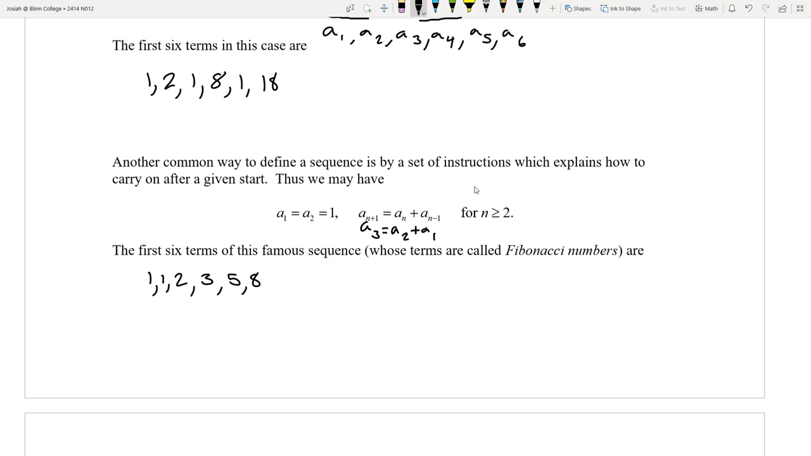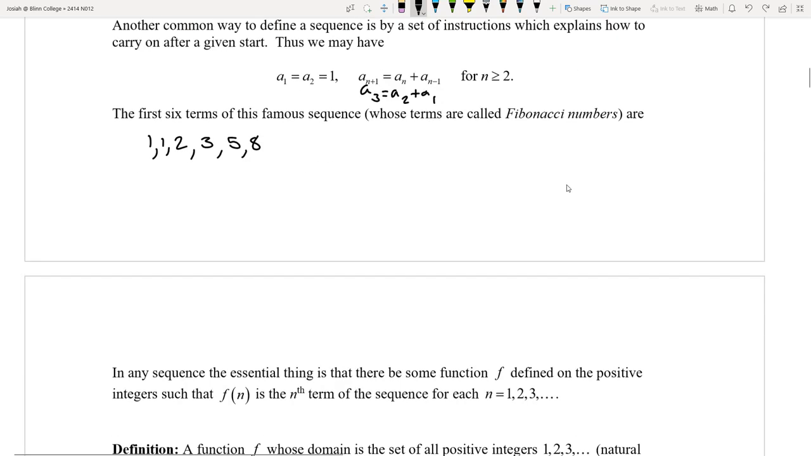The explicit formula involves actually a bunch of irrational numbers. In fact, radical 5 is a big player in there. It uses phi, which has to do with the golden ratio, and it's a rather complicated formula. So we're not really going to be dealing too much with that conversion process.